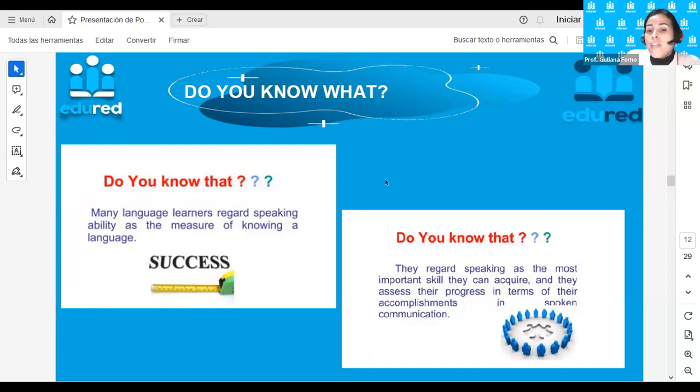They regard speaking as the most important skill they can acquire, and they assess their progress in terms of their accomplishment in spoken communication. Most of them are going to think that they know better if they are going to be able to speak. Now, how is this going to help us teachers? Because this is going to make them aware of the goals that they are achieving, and they are going to be motivated.